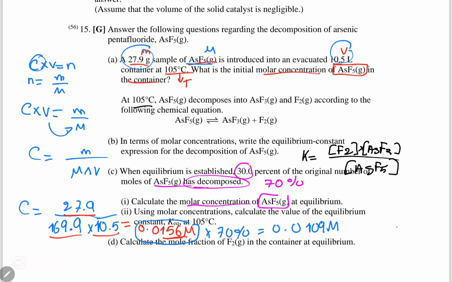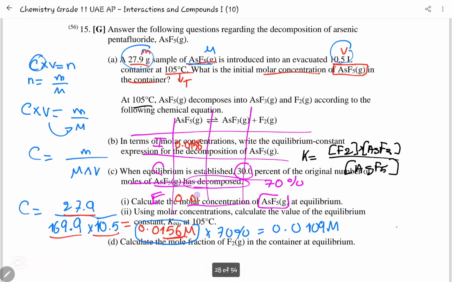For part II, they said using molar concentrations, calculate the value of the equilibrium constant. So what I can do now is an ICE table, but I'm going to need some space. So, ICE. Now for AsF5, initially it was 0.0156 molarity. It went down to 0.0109 molarity, so it lost, right? And here the coefficient is 1, so minus x. AsF3 is initially 0, F2 is initially 0, so they will gain x because their coefficients are 1.